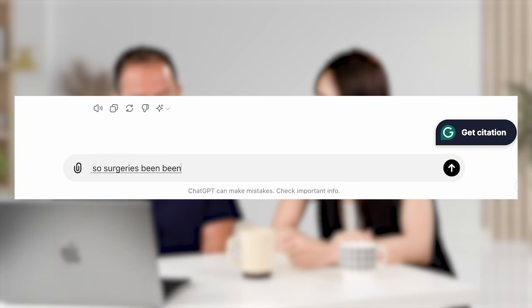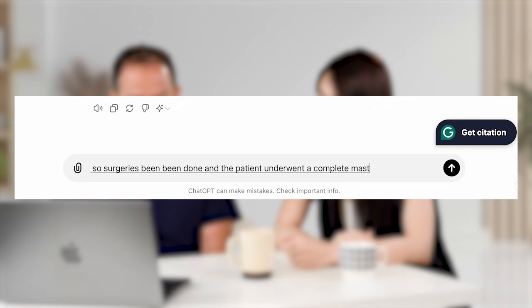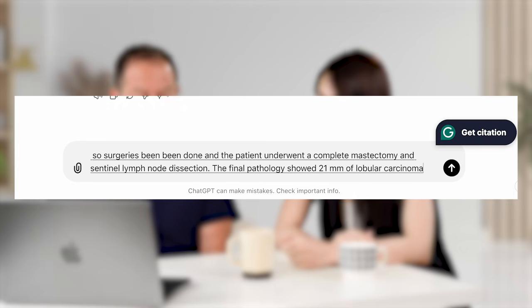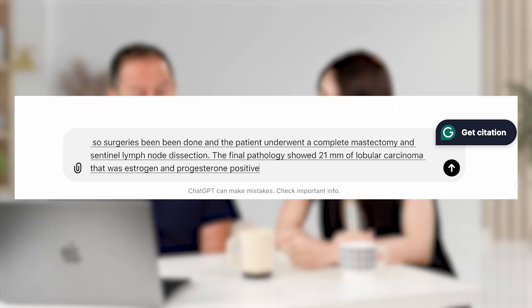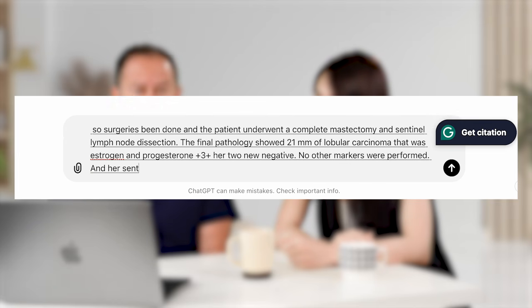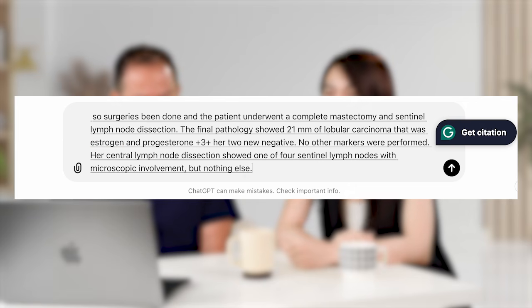So surgery's been done, and the patient underwent a complete mastectomy and sentinel lymph node dissection. The final pathology showed 21 millimeters of lobular carcinoma that was estrogen and progesterone positive, 3+, HER2/neu negative. No other markers were performed. And her sentinel lymph node dissection showed 1 of 4 sentinel lymph nodes with microscopic involvement, but nothing else.